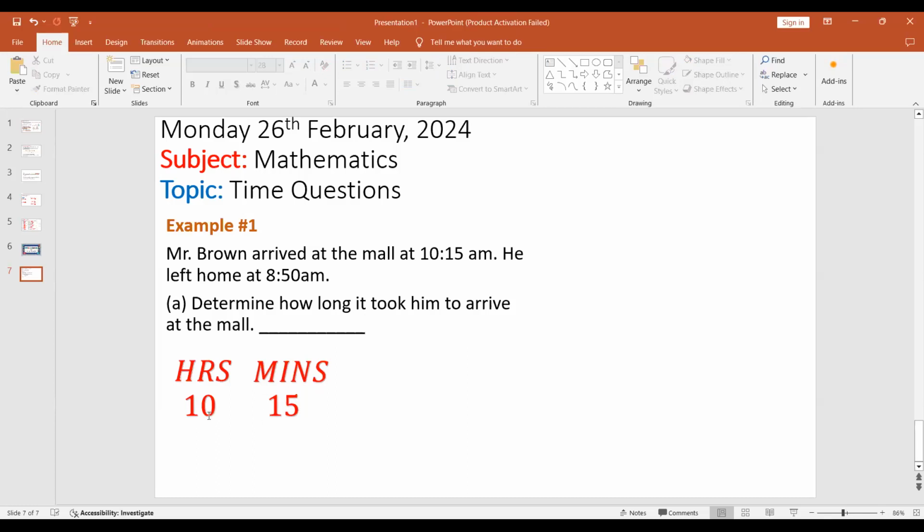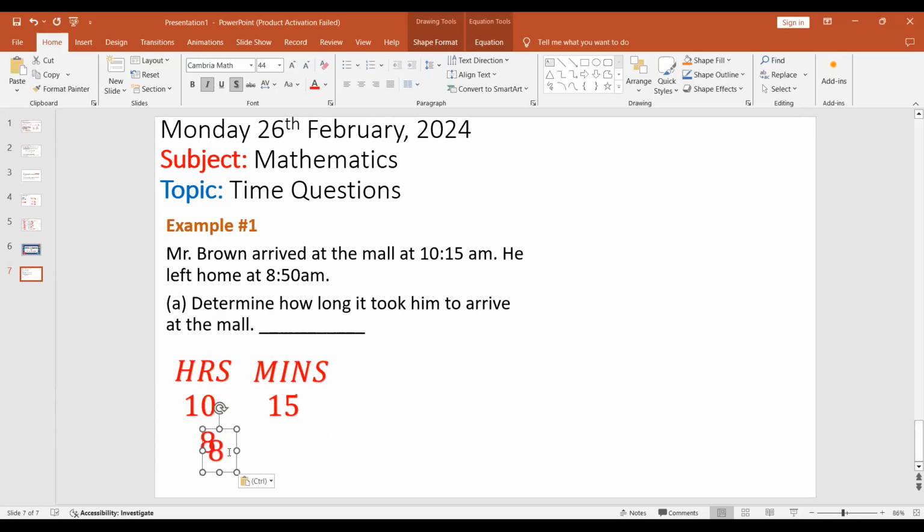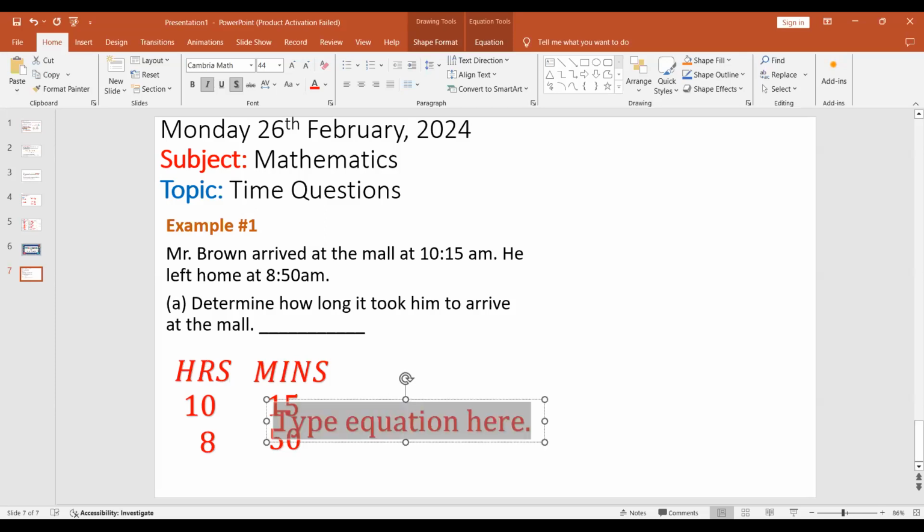8:50. So he's gonna put 8 hours at the bottom, and then you're gonna put 15 minutes. So 8:50. Okay, so there we go. And so what operation are we gonna be using? Addition, subtraction, multiplication, or division? Which one? Subtraction.